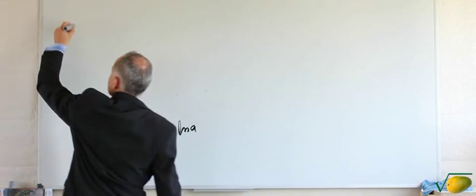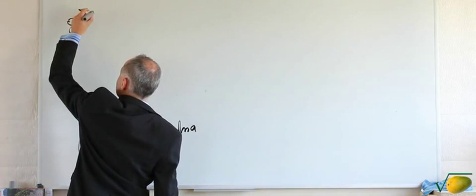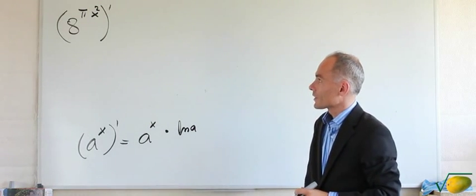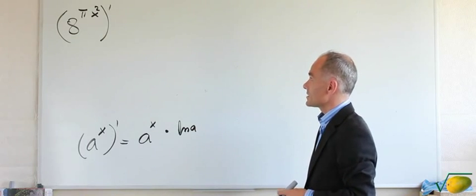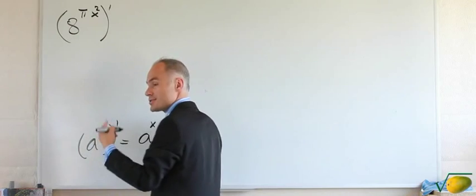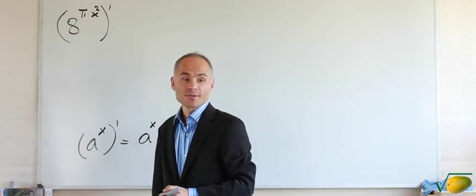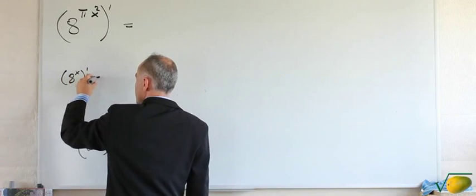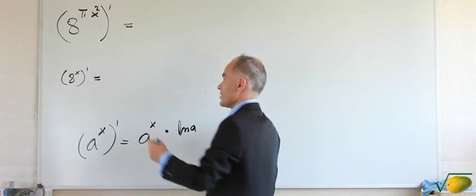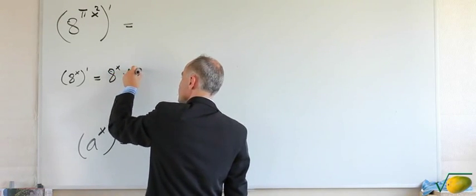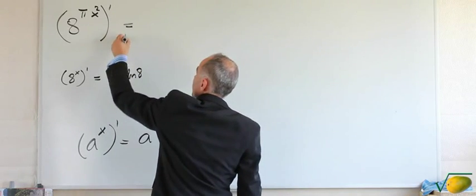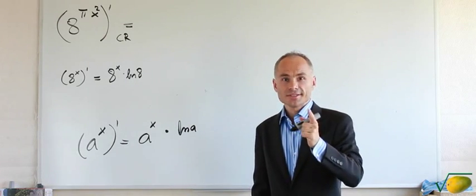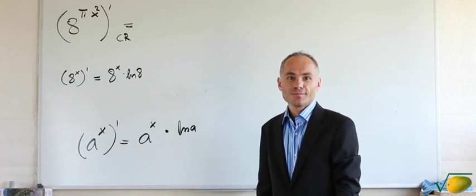Okay, so let's differentiate 8 to the power pi x squared. So we have to think about this as a composition. So the outer function is a to some power, and the inner function is pi times x squared. So first let me calculate what the derivative of a to the x is. According to this formula, it will be a to the x times ln of 8. So if I apply the chain rule to our example, what do I get? It's a good time to pause me and finish that example before I continue on the board.